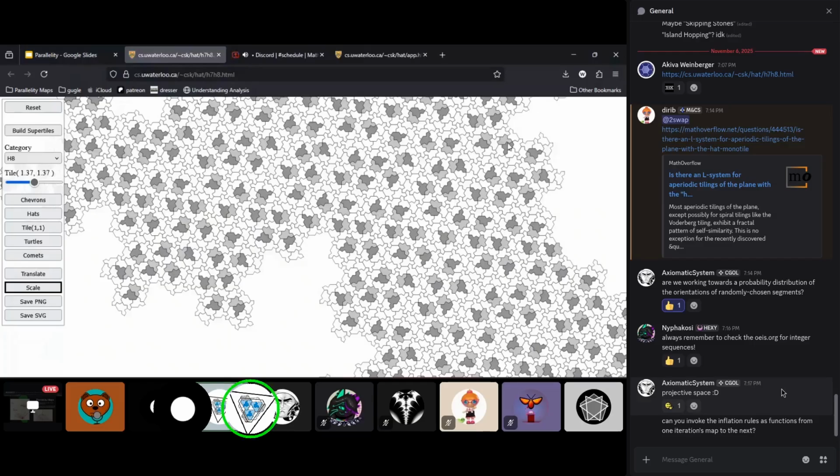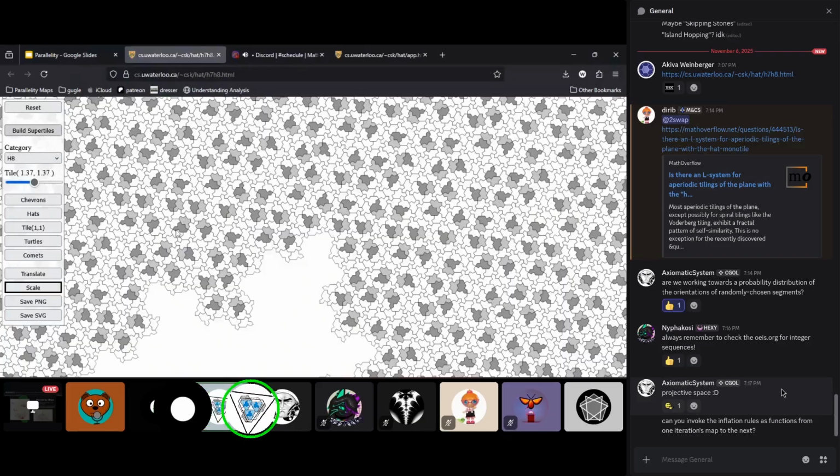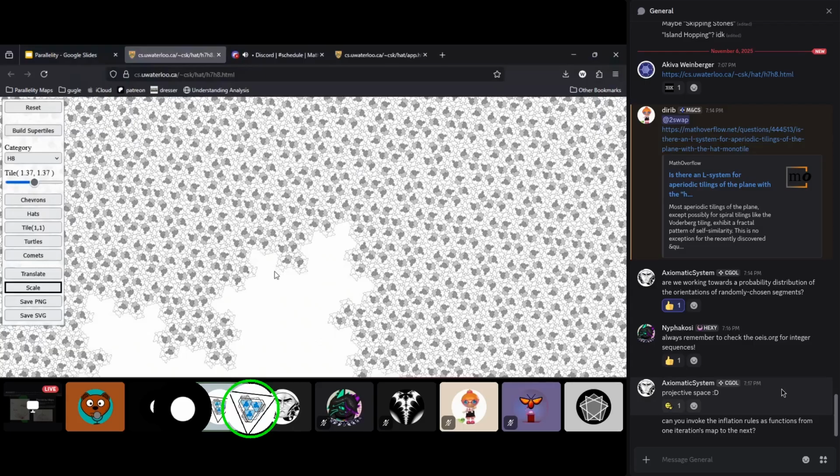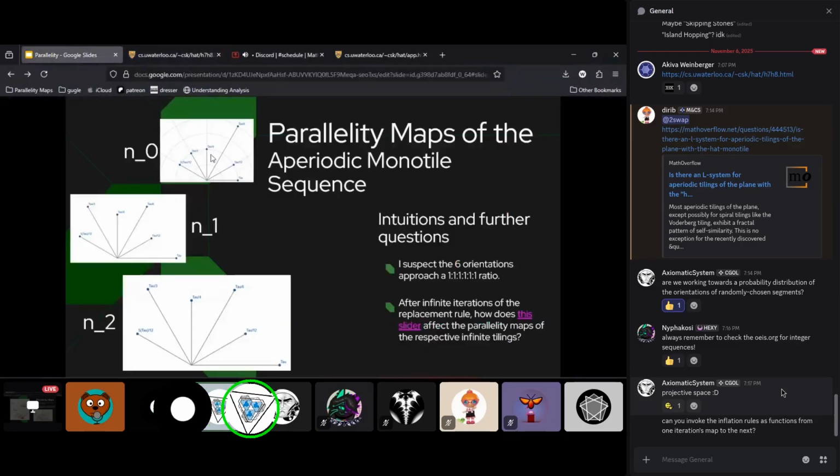So yeah, the question that I was asking in particular was: this tiling and this set of rules that are being applied here, as I click build super tiles and this tiling gets larger and larger, does the ratio of edges converge, or of orientations converge? And if so, to what? And if not, what does it do? Does it oscillate? Because it is possible that for some number of iterations this one is consistently longer, and then for a few more it's this one. You could have some bouncing effect as the number of iterations goes on.